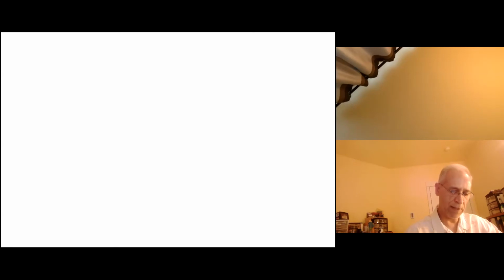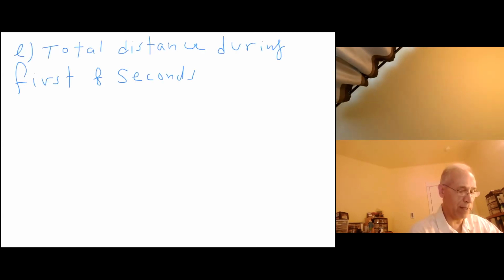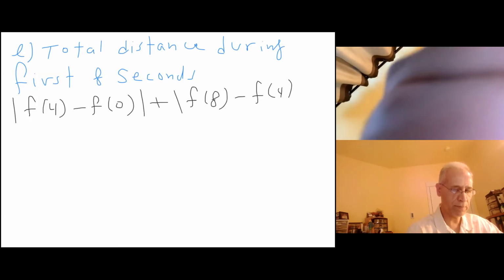For the first 8 seconds, the only turn that they have is right at 4. There's only one turn where the particle goes from negative direction to positive direction, because we are finding the distance for the first 8 seconds. So that's going to be absolute value, because this is distance: absolute value of f of 4 minus f of 0, and add that to f of 8 minus f of 4, absolute value.